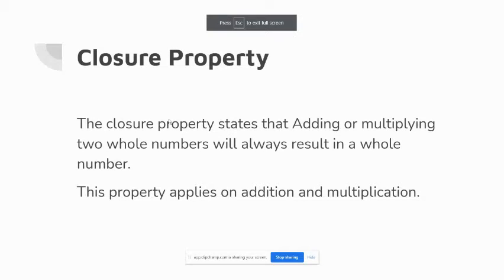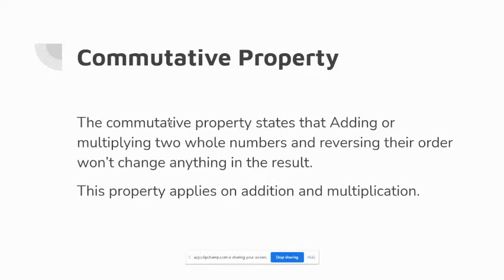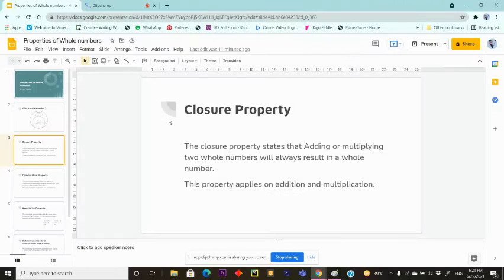Now let's go to the next slide. We were learning about closure property. Recap. Now commutative property. What is commutative property? The commutative property states that adding or multiplying two whole numbers and reversing their order won't change anything in the result. This property applies on addition and multiplication. We're going to know why it does not apply on subtraction and division.